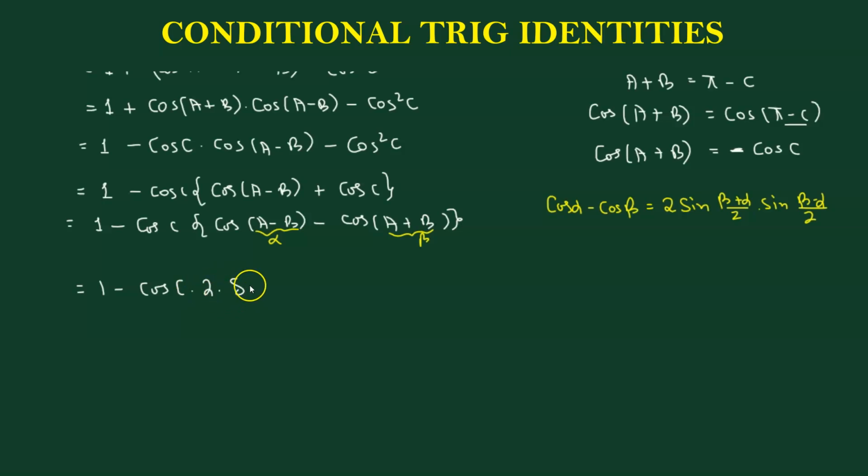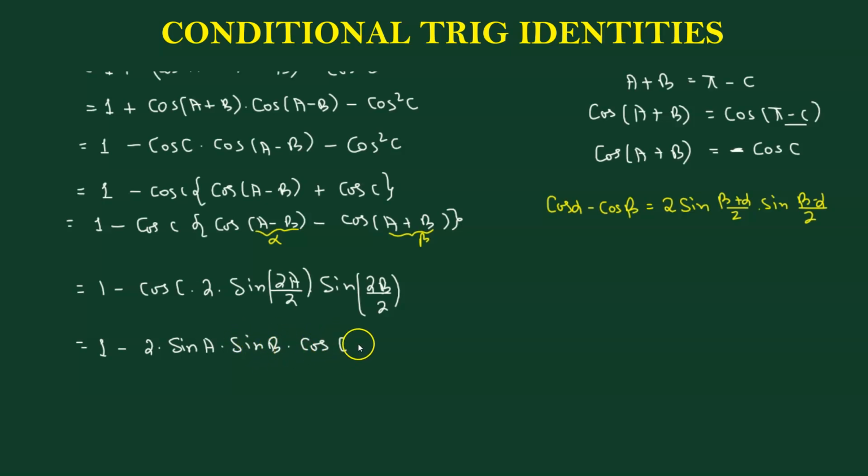Let's employ the formula, and that gives us 1 minus cosine of angle c multiplied by 2 times sine of beta plus alpha, which is 2a divided by 2, multiplied by sine of beta minus alpha, which is 2b divided by 2. Further simplification gives us 1 minus 2 multiplied by sine 2a over 2, that's simply sine of angle a, multiplied by sine 2b over 2, that's sine of angle b, and finally cosine of angle c. This is exactly the expression on the right hand side.